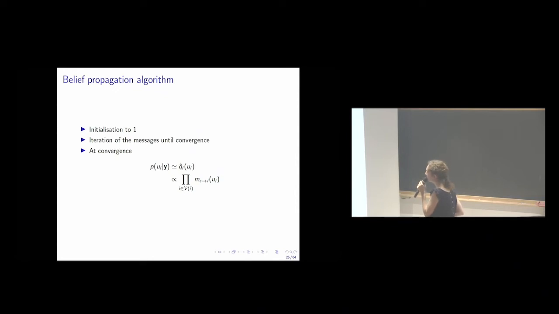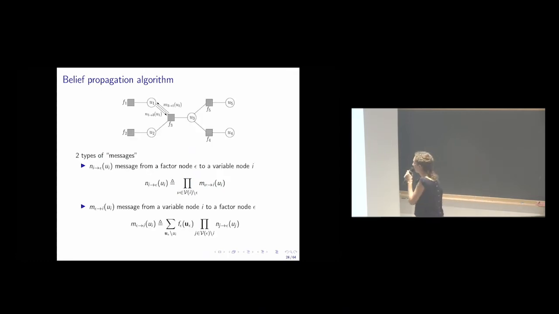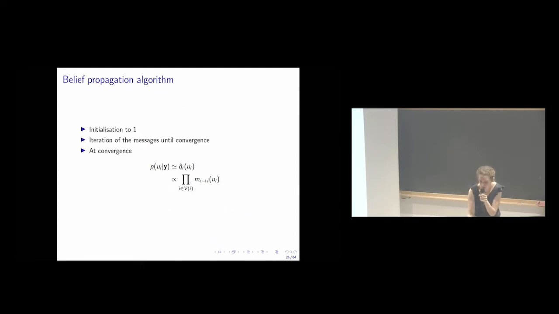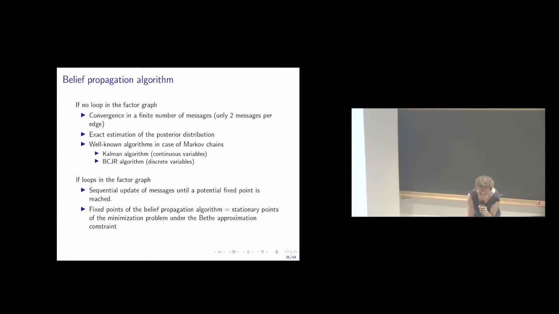You say, okay, this is a product of all messages which are arriving at my variable node. So, for example, the posterior distribution Q of U3 will be the product of these messages coming from factor node F3, these messages coming from factor node F5, and this one coming from factor node F4. So this is much more complicated than the mean field approximation, but okay.